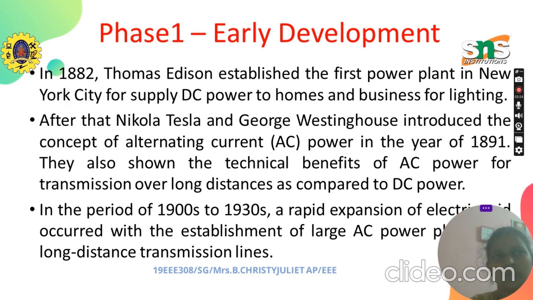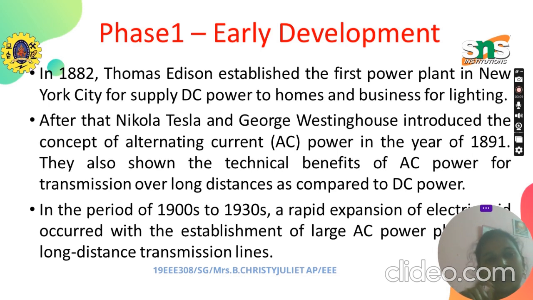Before 1891, there were only DC power transmissions, but of course it had its own drawbacks, because when we transmit DC, you need a lot of power, and a lot of power will be lost. Also you cannot transmit power over longer distances, because as the distance increases, the losses will be more for DC power transmission. But when they invented alternating current, this problem was overcome.